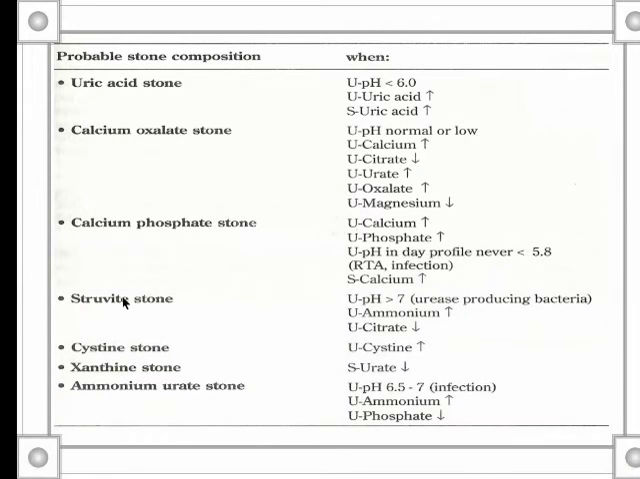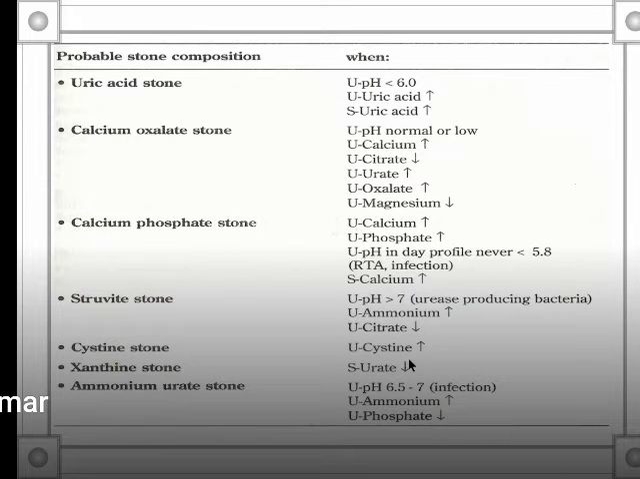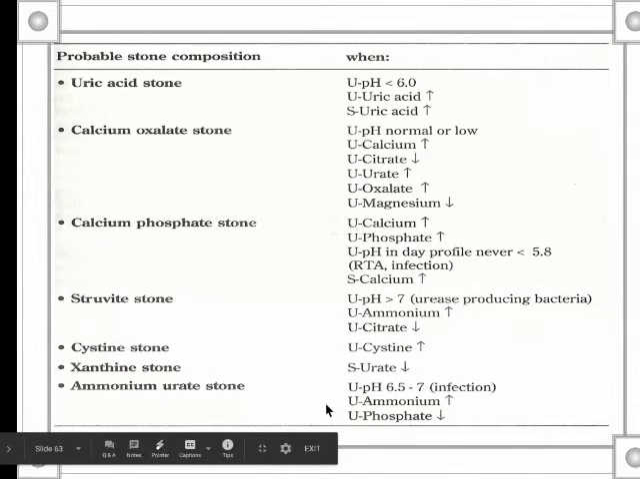Struvite stones, infective stones. Here you will find urinary pH is always more than 7, and mostly urea-producing microbes like Proteus mirabilis are responsible. So urine ammonia is increased, citrate, which is protective, is decreased. You will find microbes in culture. Then cystine stones: urinary cystine levels will be increased. Xanthine stones: urate will be decreased. In ammonium urate stones, pH 6.5 to 7, ammonia will be increased and phosphate will be decreased.